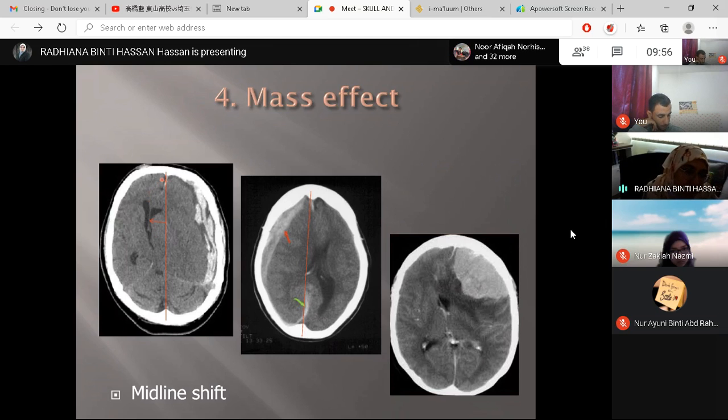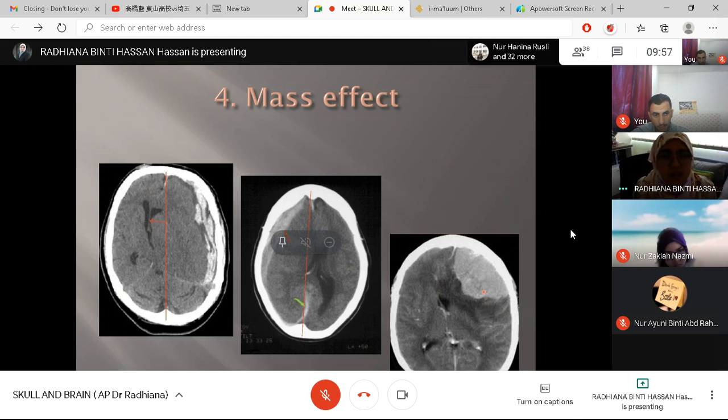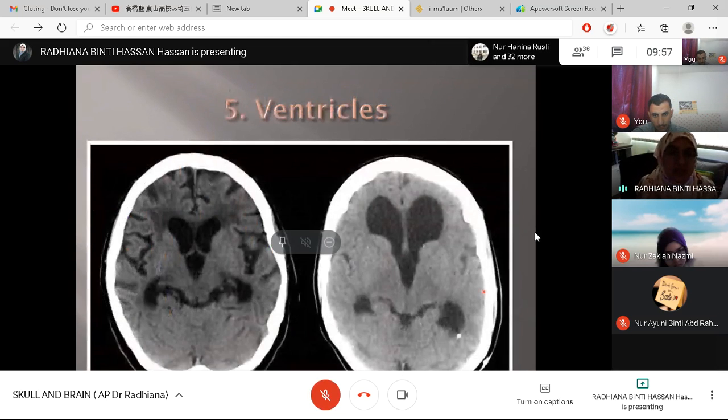Okay, so how to measure the midline shift? We draw a line between the anterior falx and posterior falx, and then we measure to the midline area. So this is the midline. So we measure how much the midline shift is. Usually surgical intervention is required if the midline shift is more than 1 centimeter.